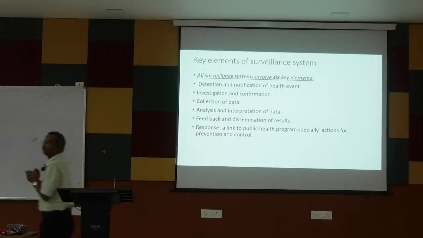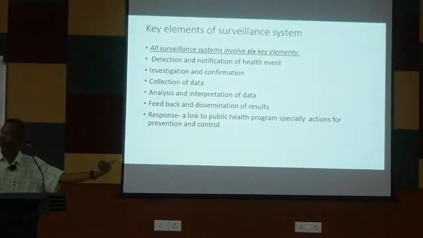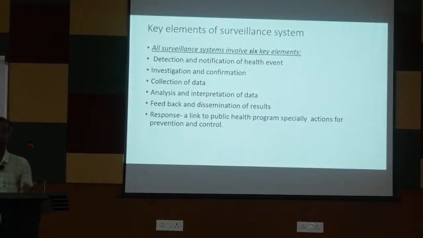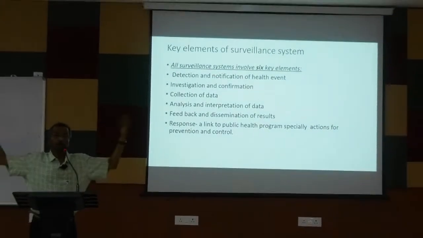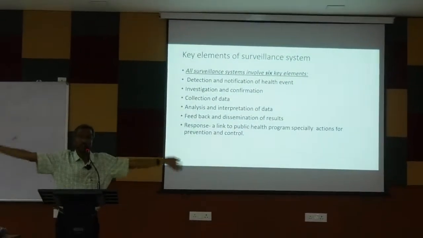Is the disease at all occurring or going to occur? That is the second key element of surveillance. So, what is first? First is detection and notification. After that, we have to confirm it, we have to investigate it. Okay, who will go? Who will go to the field? You will not go to the field at first hand.